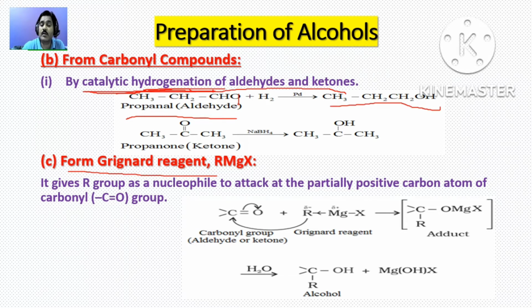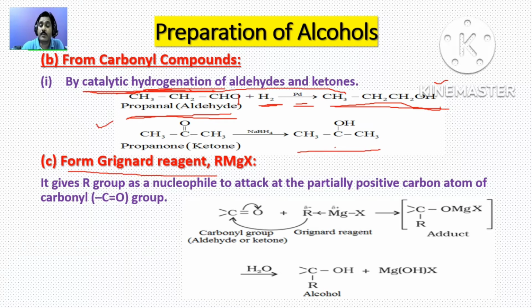For example, propanal is here, CH3CH2CHO. When hydrogen is added in the presence of palladium catalyst, then it will form propanol, CH3CH2CH2OH. So we can prepare alcohols from aldehydes.